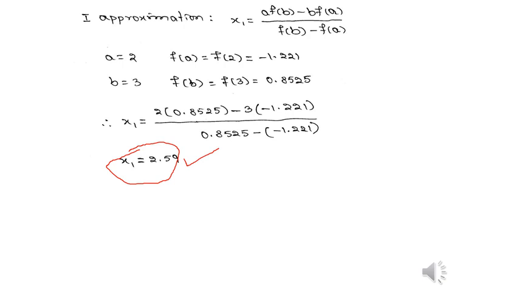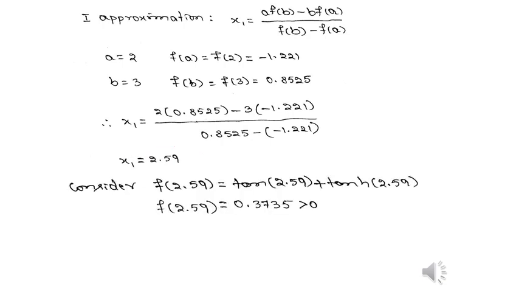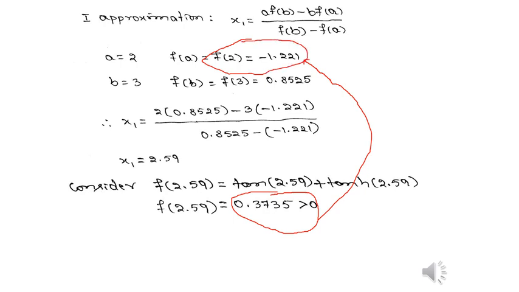Now what do we find? We find f of x1, because we need to go for another approximation. F of x1 is this answer, which is positive. Now what do we do? We select the value which is negative. See here, f of 2 is negative. F of 2 is negative and this is positive.